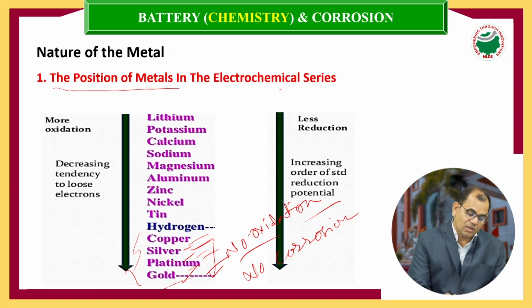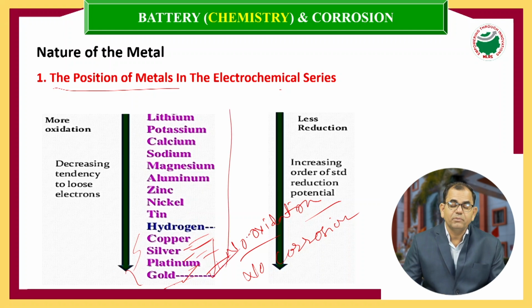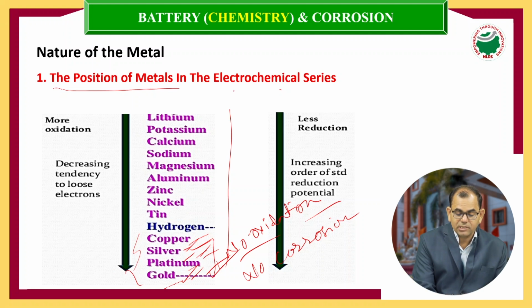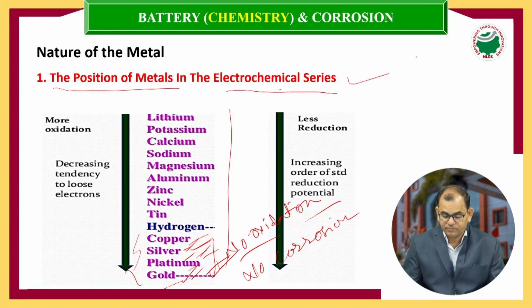Now from top to bottom, from lithium, potassium, calcium, sodium, magnesium up to silver, platinum, gold, the oxidation rate decreases, and a lower oxidation rate means less corrosion. That's about the position of the metals in the electrochemical series.